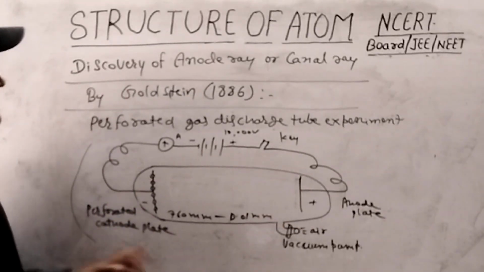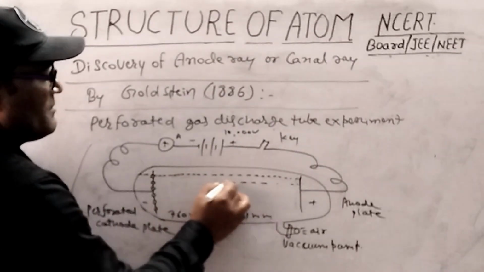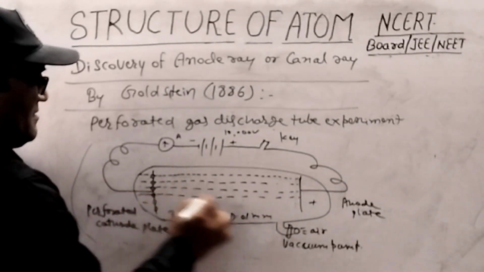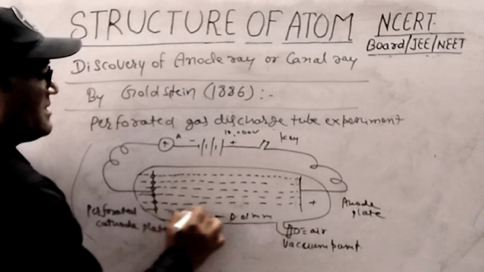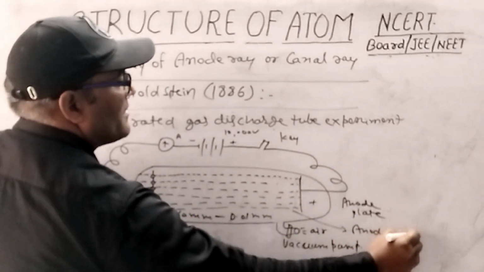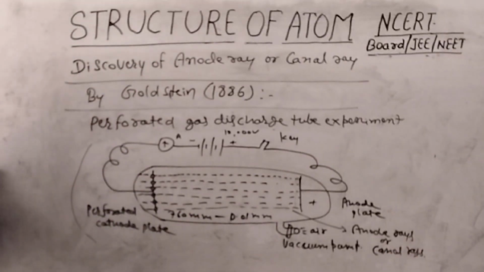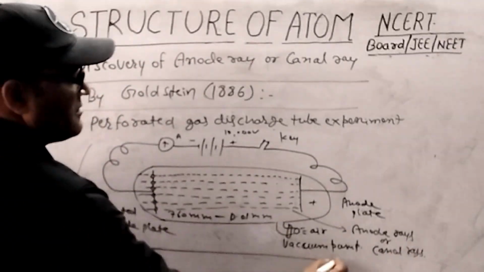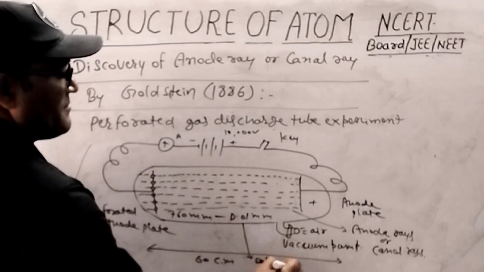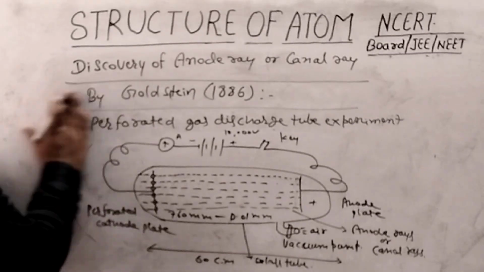Now rays or invisible particles come from the positive plate and strike the negative plate and pass across the perforated cathode plate. This beam of particles is known as anode rays or canal rays. So you can take a screenshot. Now we can write here: the length of the cylindrical glass tube is 60 centimeter.